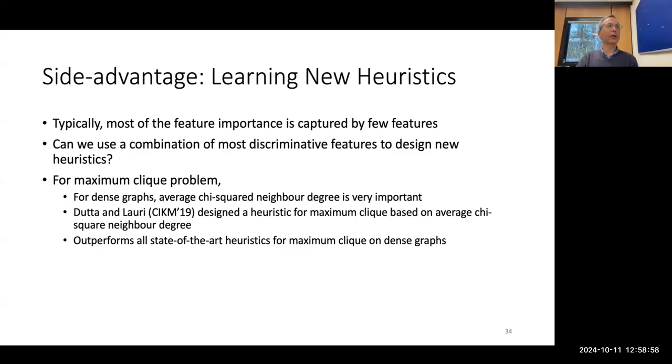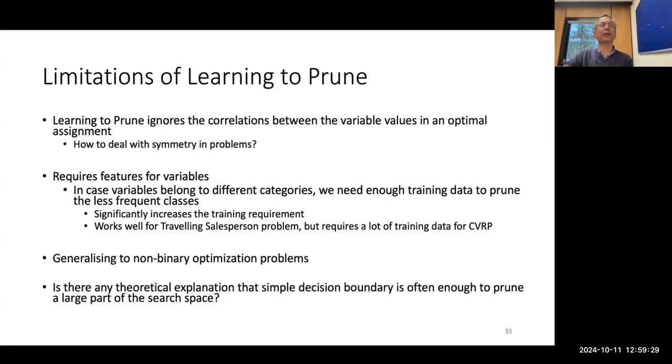So for the maximum clique problem, my colleagues found that on dense graphs, the average chi-squared neighbor degree was one of the most discriminative features. And so they designed a heuristic for maximum clique for dense graphs that was based on this average chi-squared neighbor degree. And they found that it outperforms all the state-of-the-art heuristics for this problem on dense graphs. So we actually managed to discover a good heuristic with our Learning-to-Prune framework.